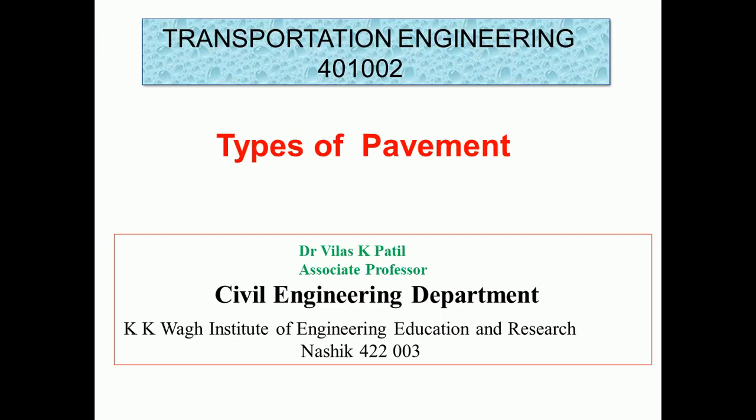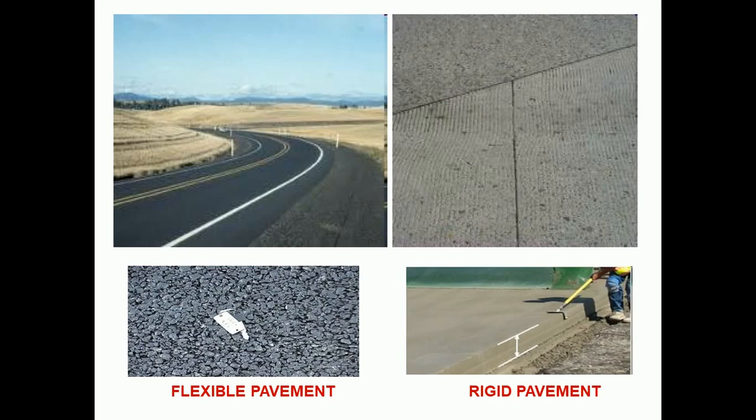Dear students, today we are going to discuss what we mean by pavement, what the different types of pavement are, what the different components of the pavement are, their functions, and comparison. Any paved or designed, prepared surface which is motorable, on which the vehicles can ply, is called the pavement.